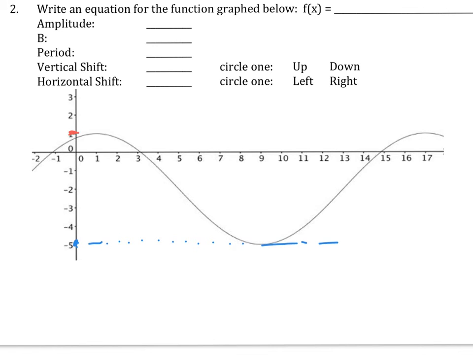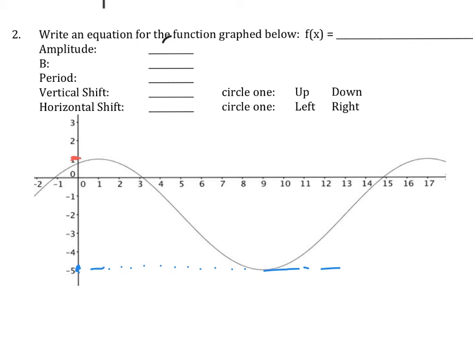So I can write in my amplitude, 3. And the next thing I'd want to do is sketch in my virtual x-axis. So that's going to be between the negative 5 and the 1, right smack in the middle. If I know there's 6 units between them, I can just count up 3 units from one end: negative 4, negative 3, negative 2. So that's the level of my virtual x-axis at y equals negative 2. And that is the vertical shift. So my vertical shift I can write in, negative 2. And that's going to be down.